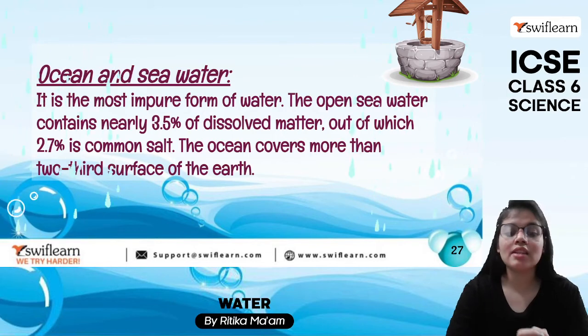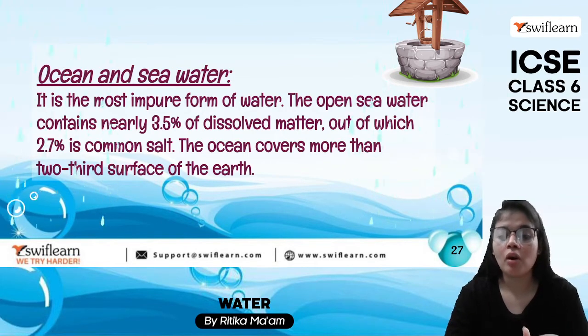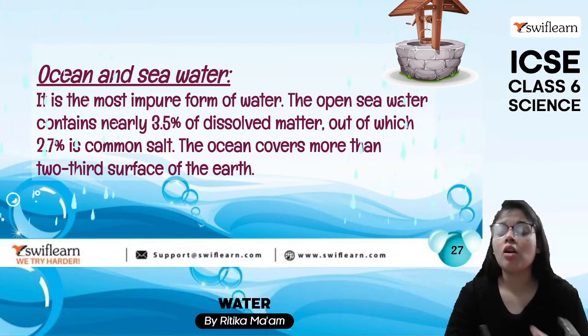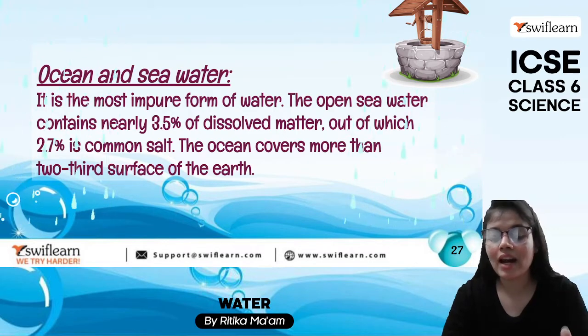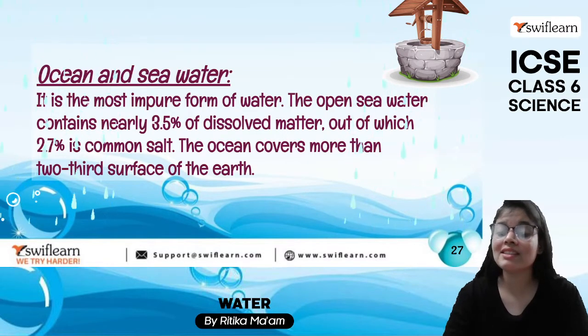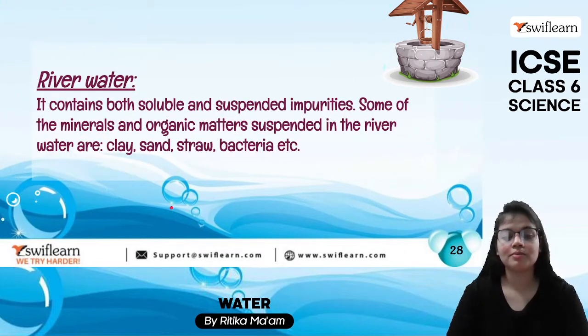Now oceans and sea water are the most impure form of water. Sea water contains 3.5% of dissolved matter, out of which 2.7% is common salt. That is why sea water is so salty that it is almost impossible for us to consume it. Here the main quantity of water gets trapped, and that is why we are not able to use it, and that is why it is said that water is a very scarce natural resource. Because the ocean covers almost 2/3 of the surface of the earth, and it is again impure water.